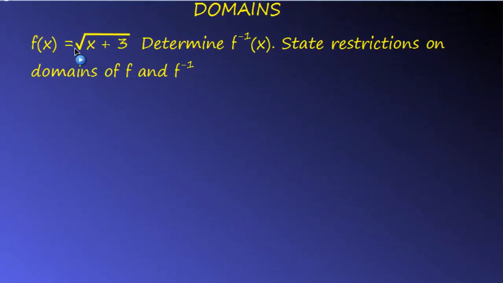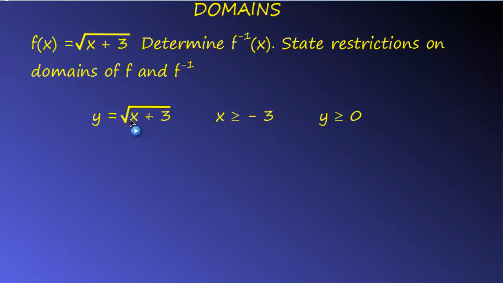So for an example, we have f of x is the square root of x plus 3. We want to determine the inverse and then state any restrictions on the domains of both this function, the original, and its inverse. So we want to take a look at this. First function is y equals the square root of x plus 3. The domain of this function are x values that are greater than or equal to negative 3, and the range values are going to be y's greater than or equal to 0. Again, this is a square root function.